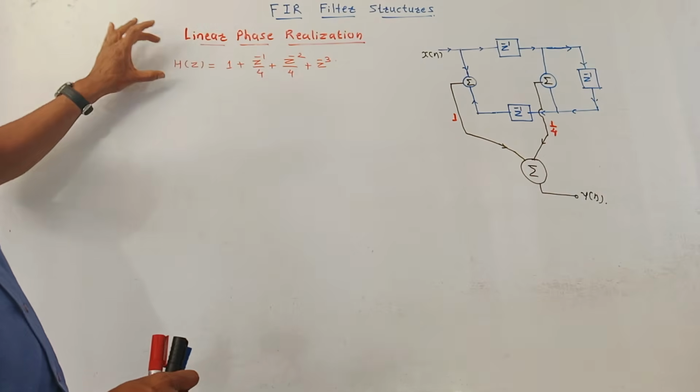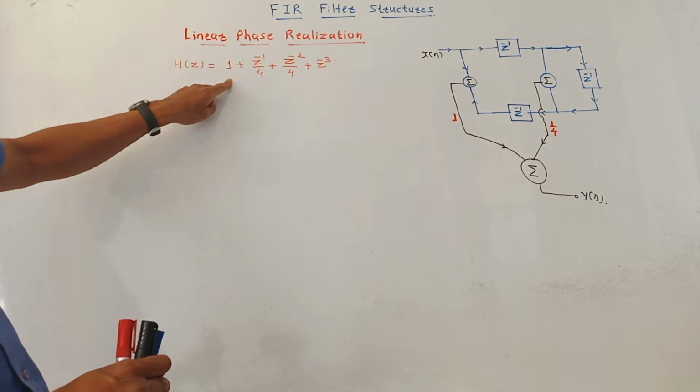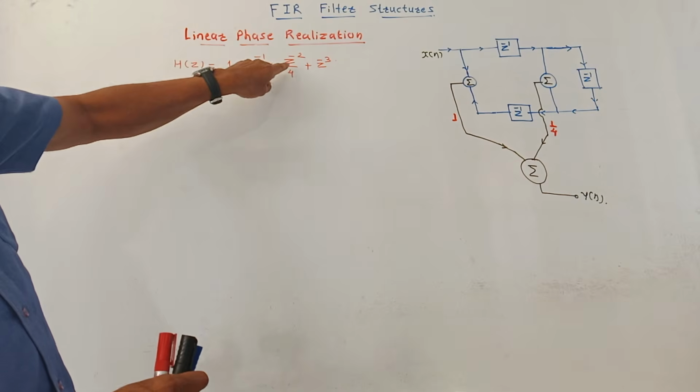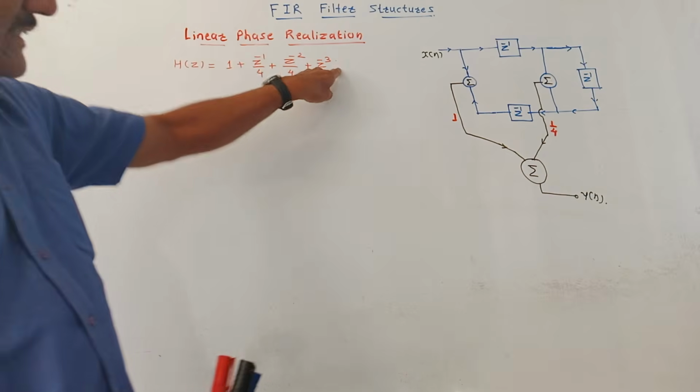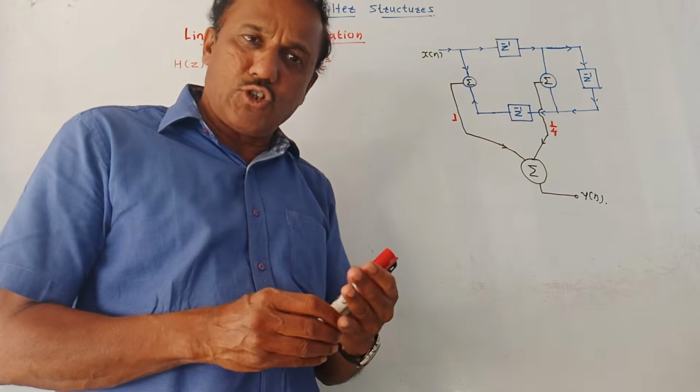Consider one example. This is the given numerical. H of z is 1 plus z raised to minus 1 upon 4 plus z raised to minus 2 upon 4 plus z raised to minus 3. This is the given equation of H of z.